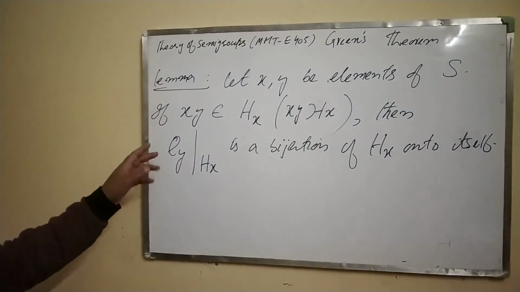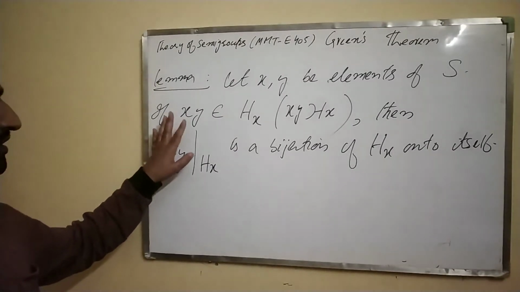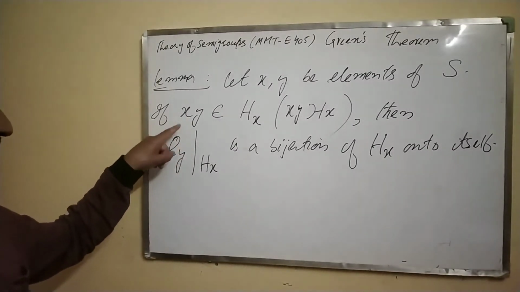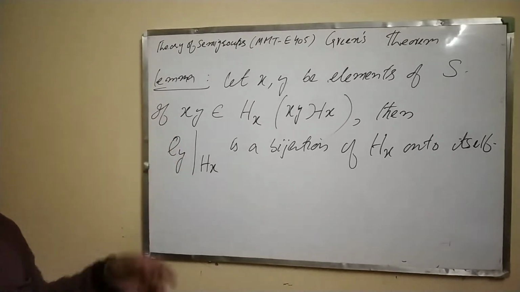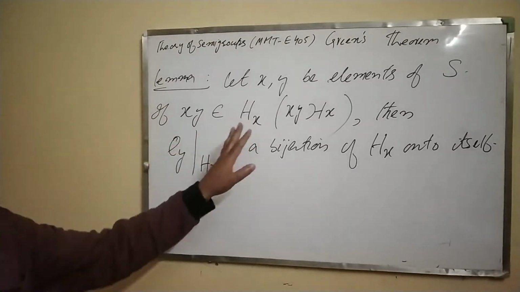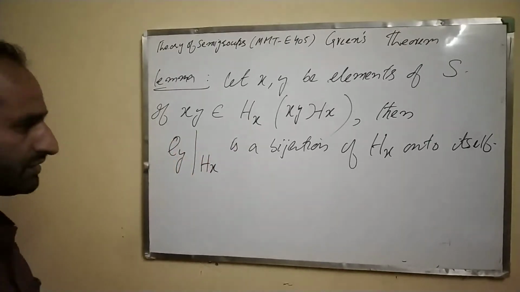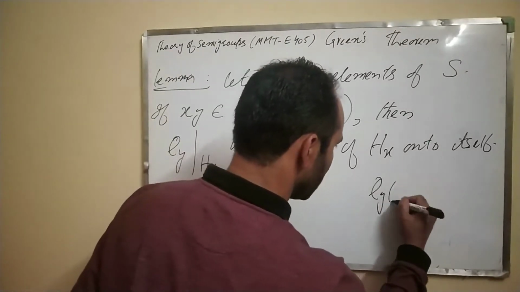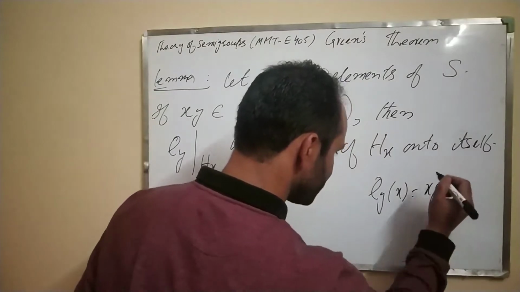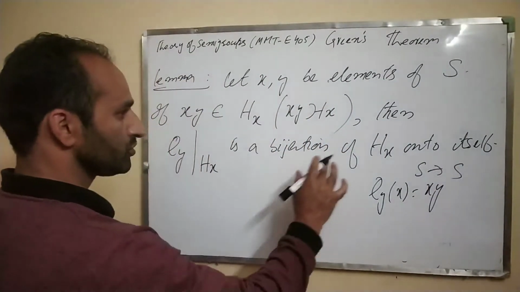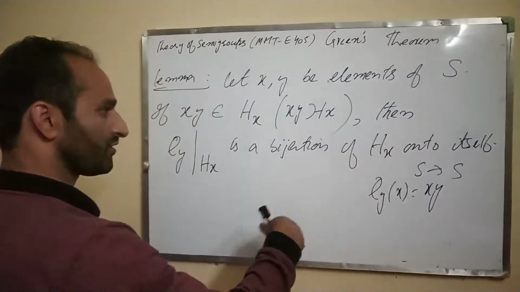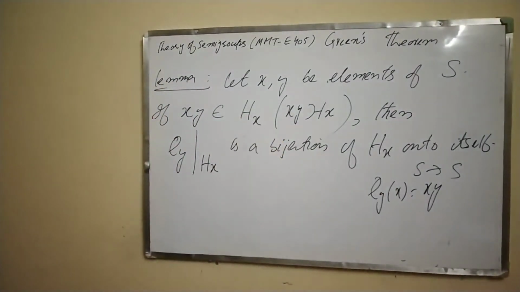So this map rho Y, which is actually a map from S to S, rho Y of X equal to XY, the right translation, when we restrict this map to HX, will be a bijection from HX onto HX itself.